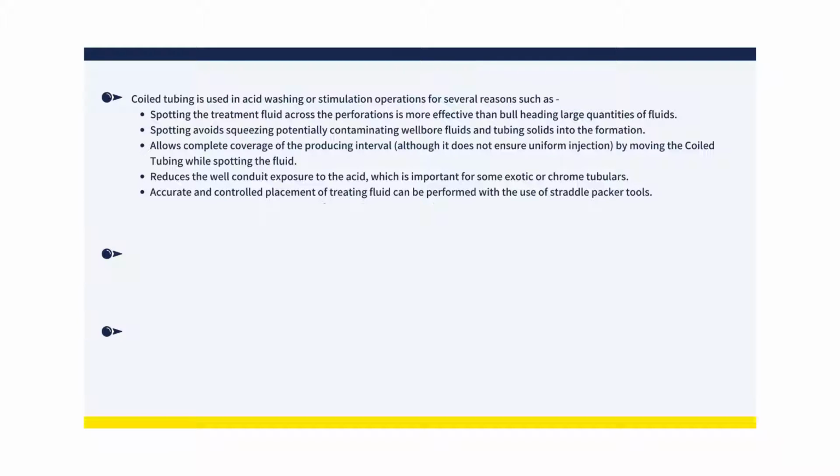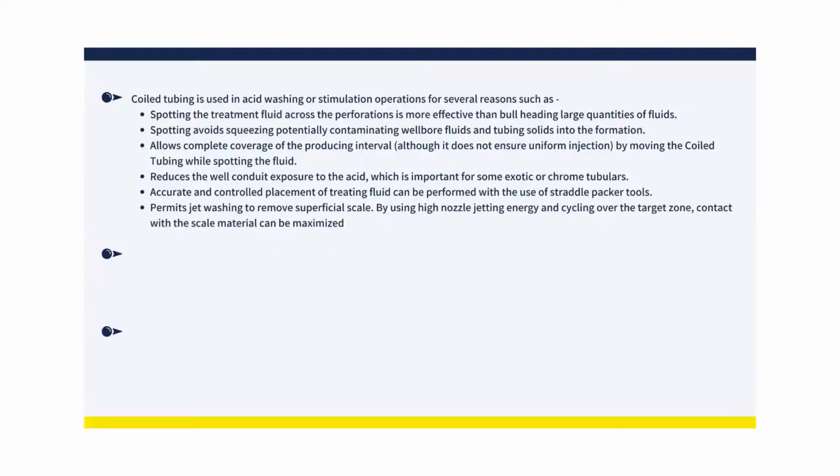Accurate and controlled placement of treating fluid can be performed with the use of straddle packer tools. It permits jet washing to remove superficial scale. By using high nozzle jetting energy and cycling over the target zone, contact with the scale material can be maximized.